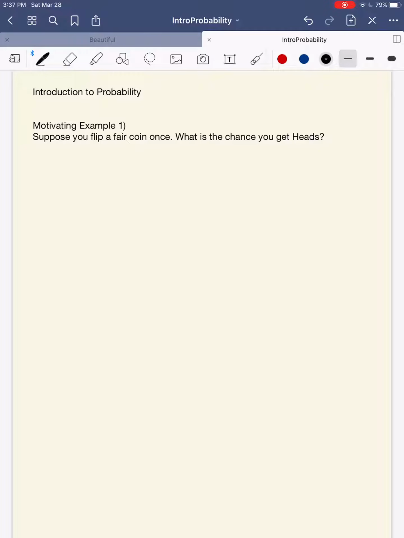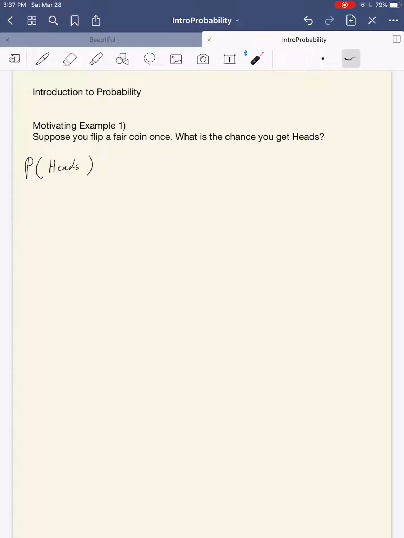Well, first of all, some notation. When we want to talk about the chance or the probability of something, we're going to write a capital P, and then put parentheses around the thing that we're talking about. So in this case, we'd say the probability of heads. That's going to be our notation. When you see that, this capital P means you're calculating the probability of whatever is in here. So this would be read as the probability of heads.